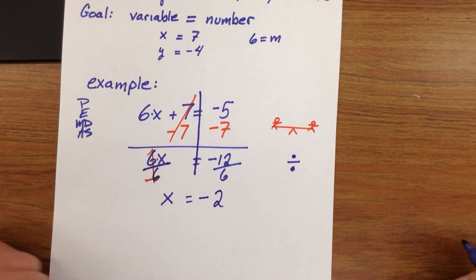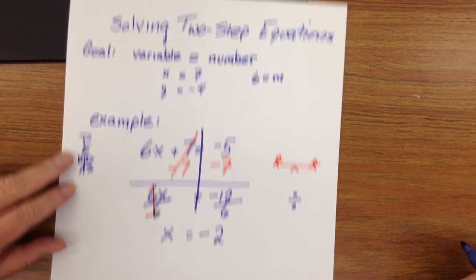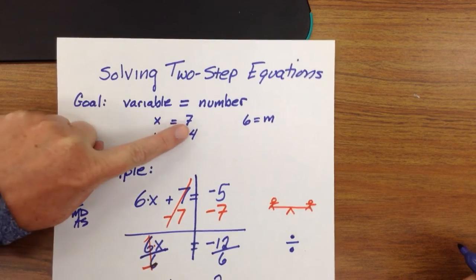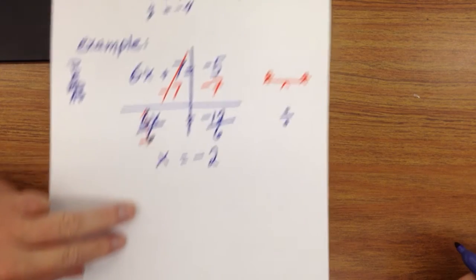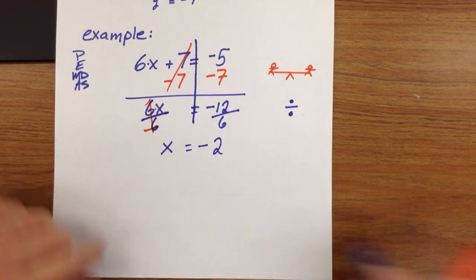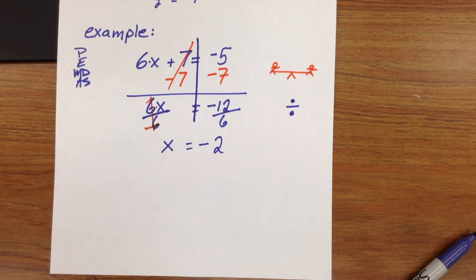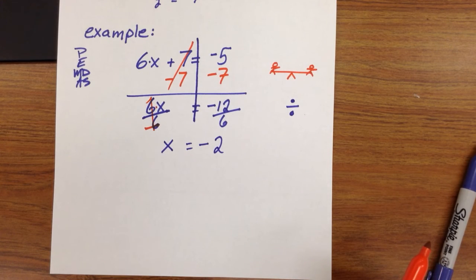Hey, you remember what the goal was? To get the variable equal to a number. We have the variable equal to the number. Right? That's awesome. How do we check it?